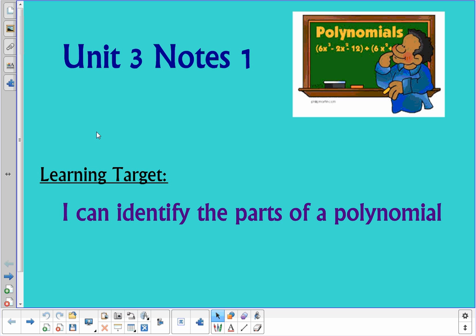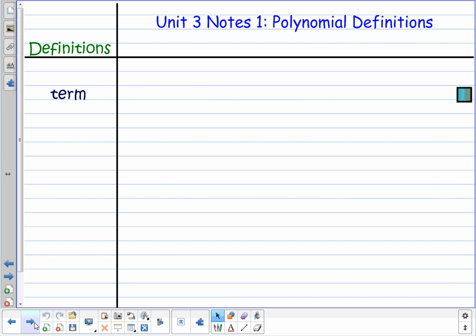We're moving into a unit that is all about polynomials. So today we're just going to talk about the different parts of a polynomial and how we identify those parts and what their definitions are. So that's our learning target for today. There's going to be a lot of writing today because you're writing out a bunch of definitions, but maybe not as much math as we've done in Unit 2 for sure. So let's take a look at the first definition.